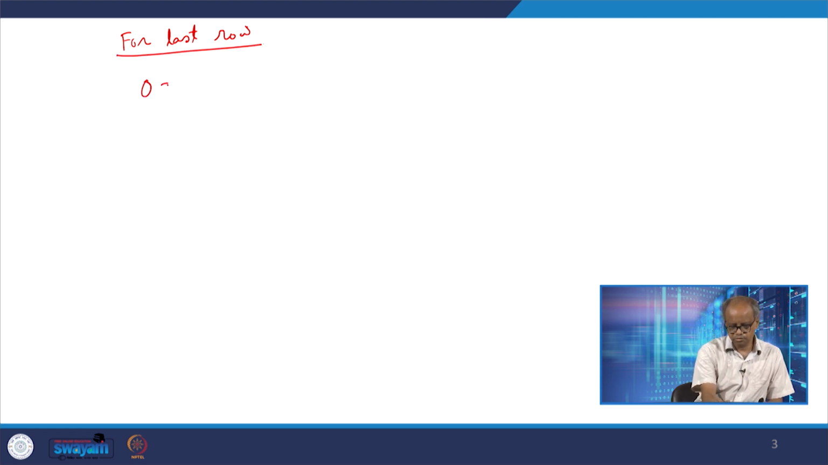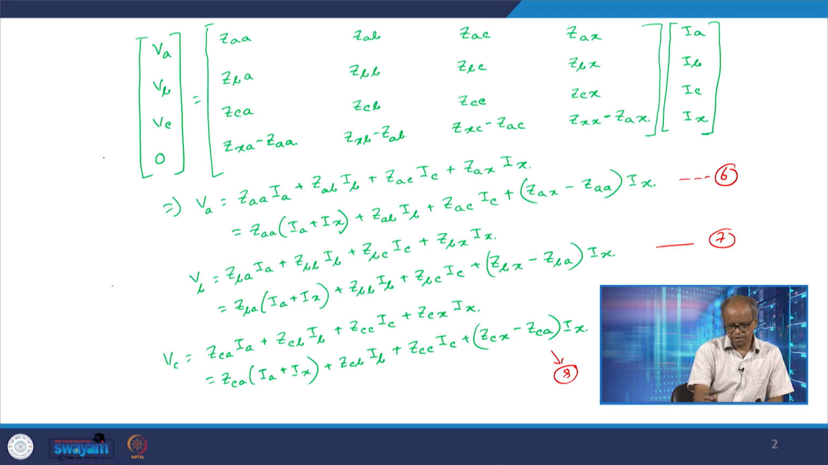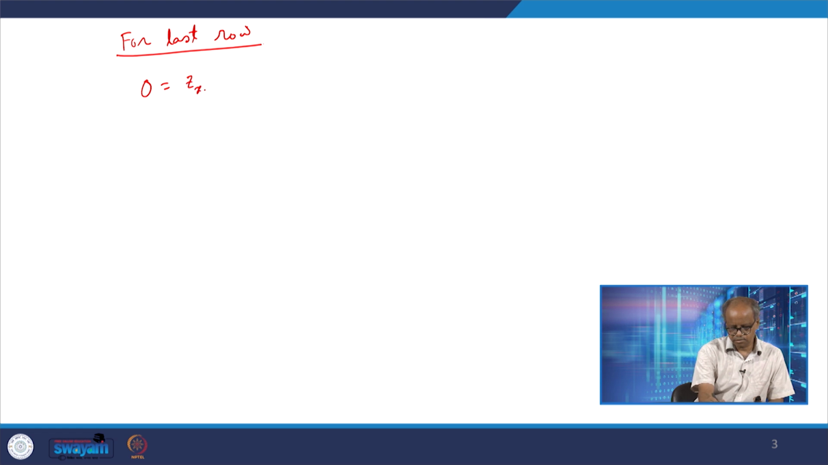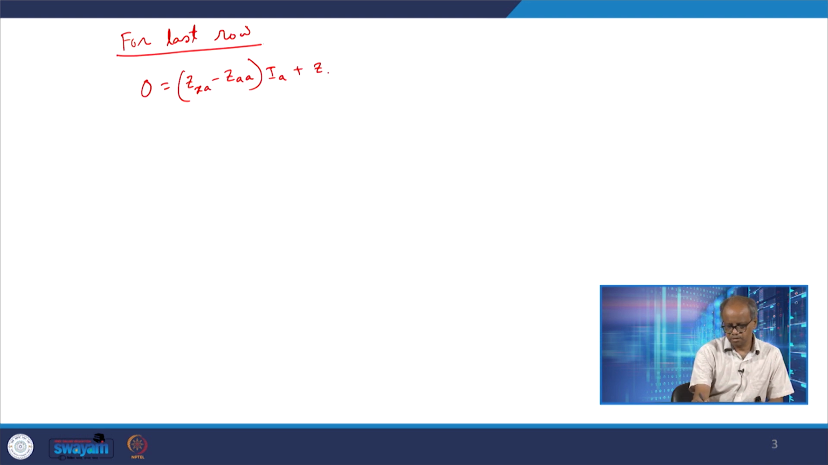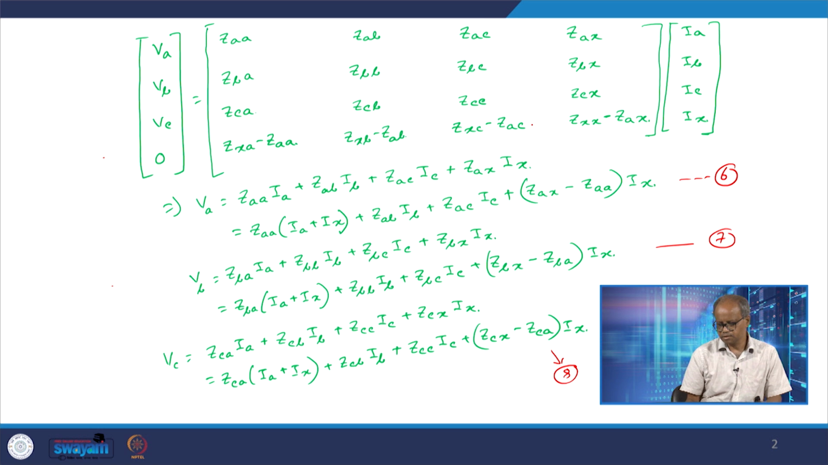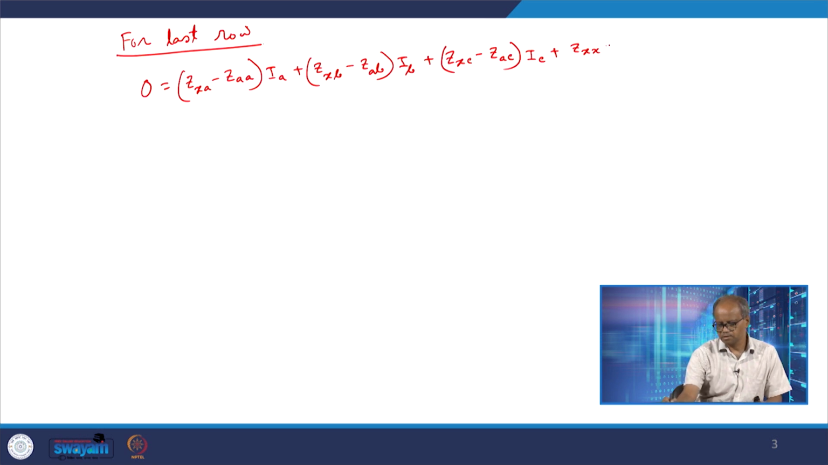We have the equation as 0 is equal to (ZXA minus ZAA) into IA plus (ZXB minus ZAB) into IB plus (ZXC minus ZAC) into IC plus (ZXX minus ZAX) into IX.